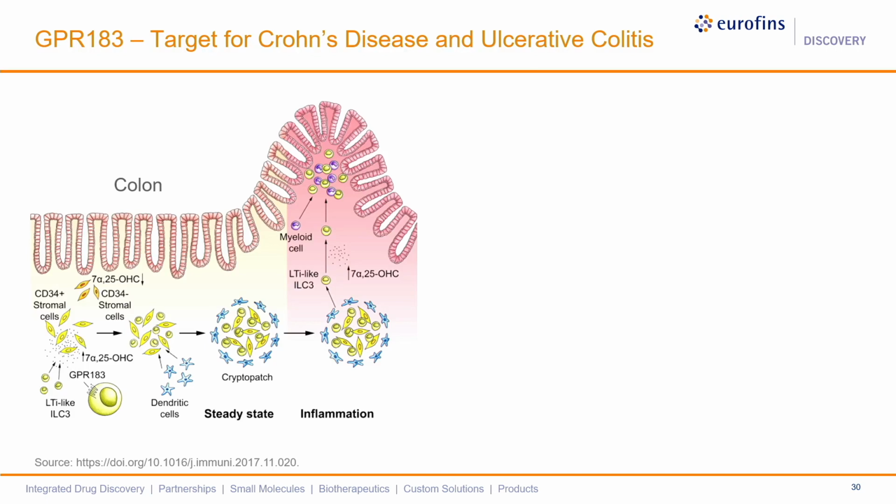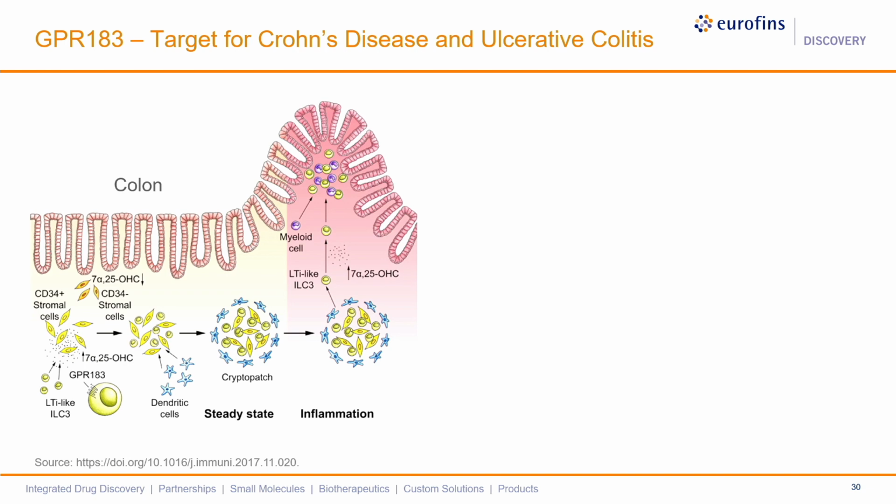Okay, so GPR183. GPR183 is a G protein coupled receptor, and it's mainly expressed on immune cells, dendritic cells, and B cells. Its relation is to Crohn's disease and ulcerative colitis. Both of these diseases come under inflammatory bowel diseases. The exact cause of these diseases is not known, but it is said that environmental factors affect the immune system, and because of that there is inflammation.